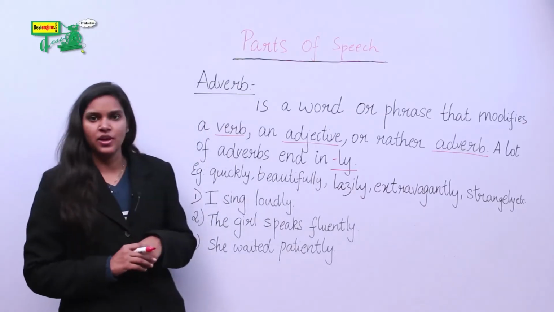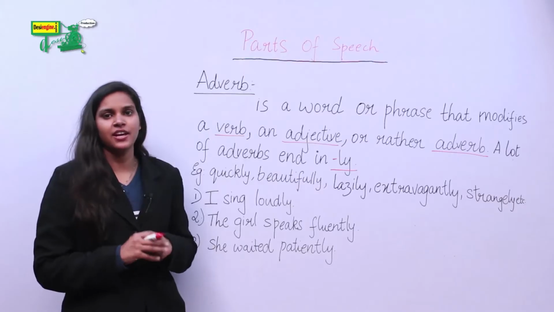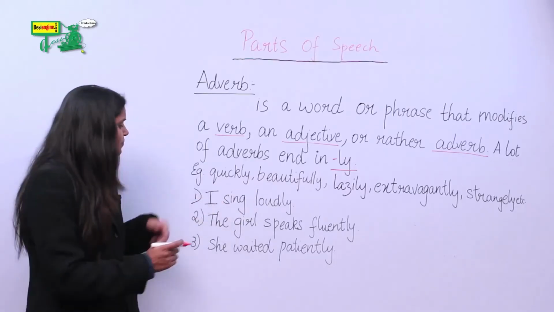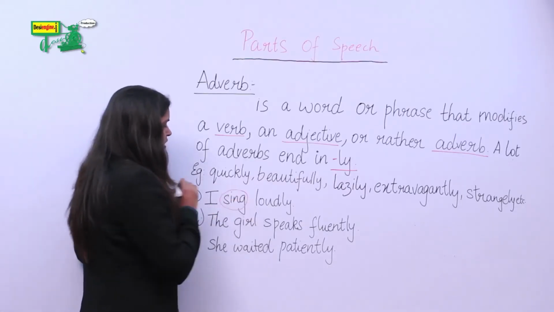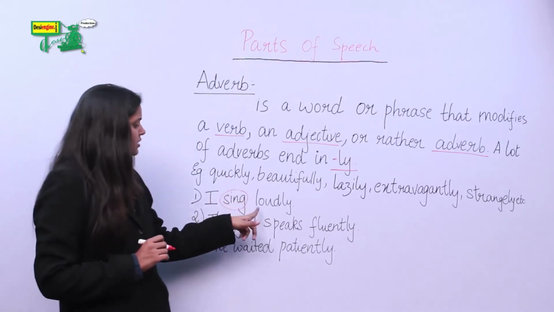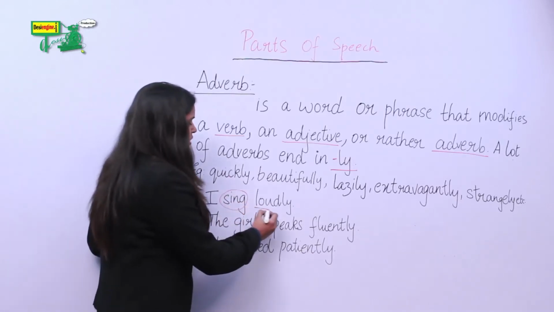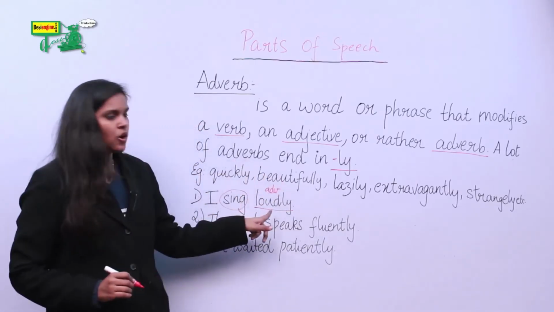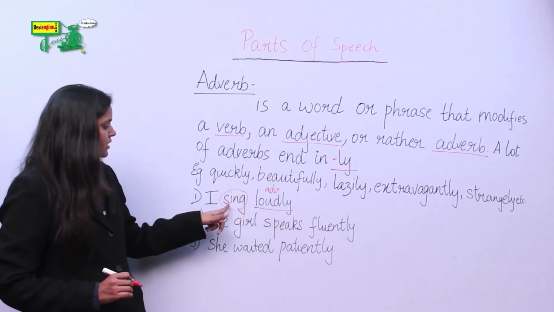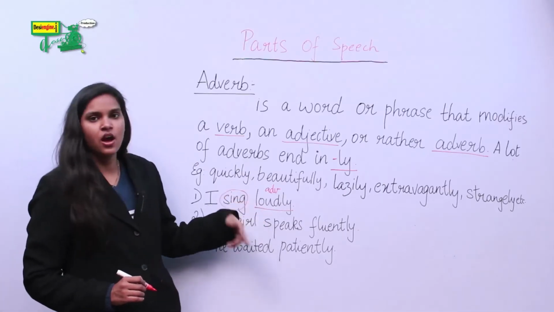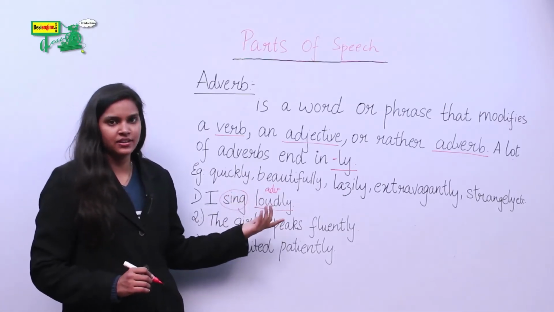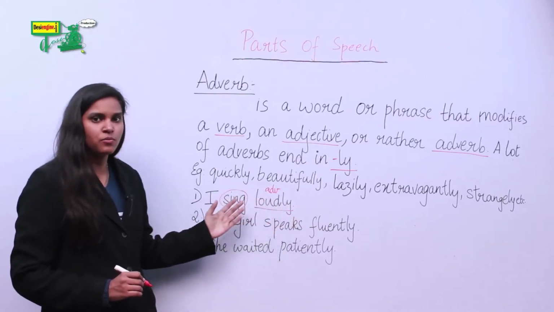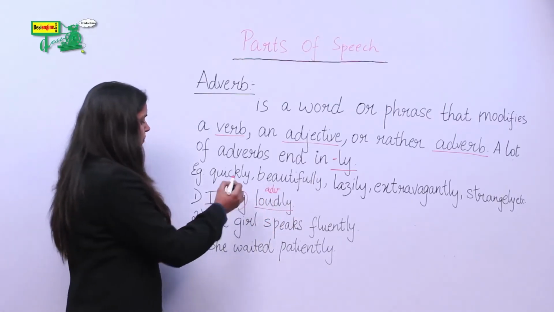Let's do few examples where we can identify the adverbs. I sing loudly. Here, sing is a verb and loudly is our adverb. What does loudly do to the verb? It tells us how does the person sing. How does the person sing? Loudly. So it modifies the verb.